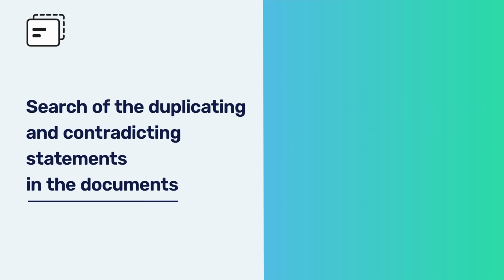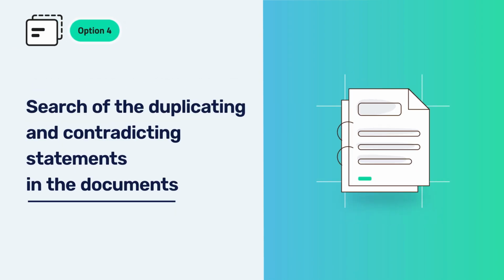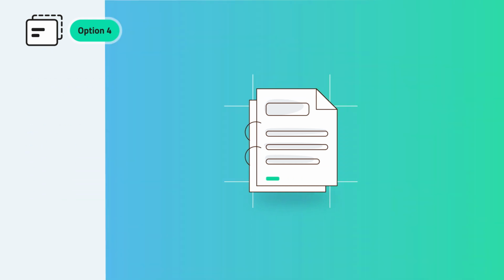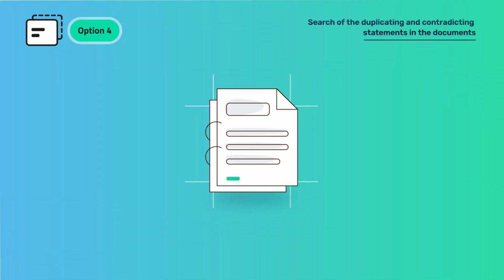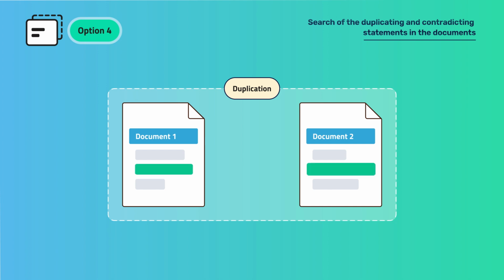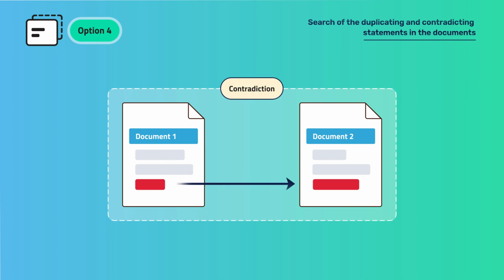There are also more complex text processing tasks. One of them is searching for duplications and contradictions between different documents. This is useful both for improving the quality of corporate standards and regulatory documents, as well as for automating the control of compliance of contracts and agreements with current corporate rules.